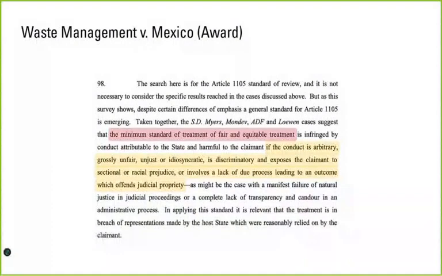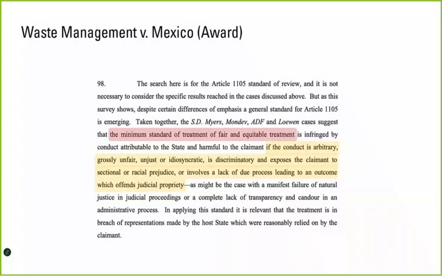So first of all, this paragraph is quite interesting. You have the part in red. Here it tells you, taken together, these cases suggest that the minimum standard of treatment of fair and equitable treatment is infringed when? Now, the minimum standard of treatment of fair and equitable treatment. This is not what Article 1105 says. Article 1105 doesn't talk about the minimum standard of treatment of fair and equitable treatment. The title is the minimum standard of treatment, but then it talks about a treatment in accordance with international law, including fair and equitable treatment. But this specific language is an invention of this tribunal.